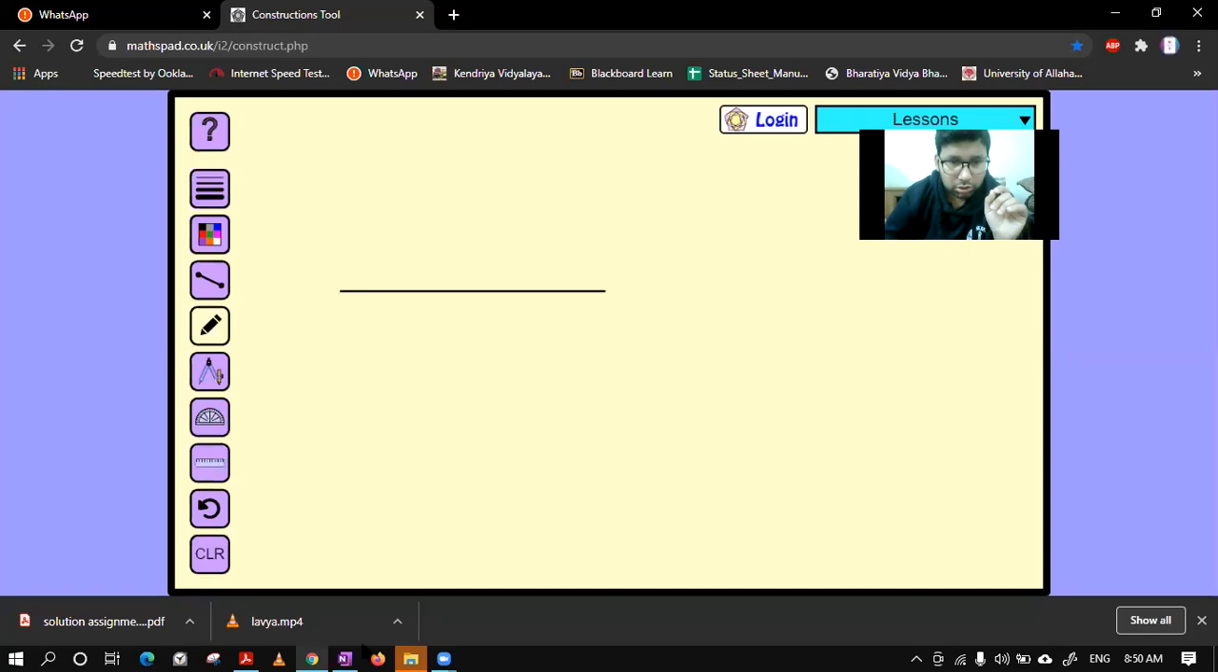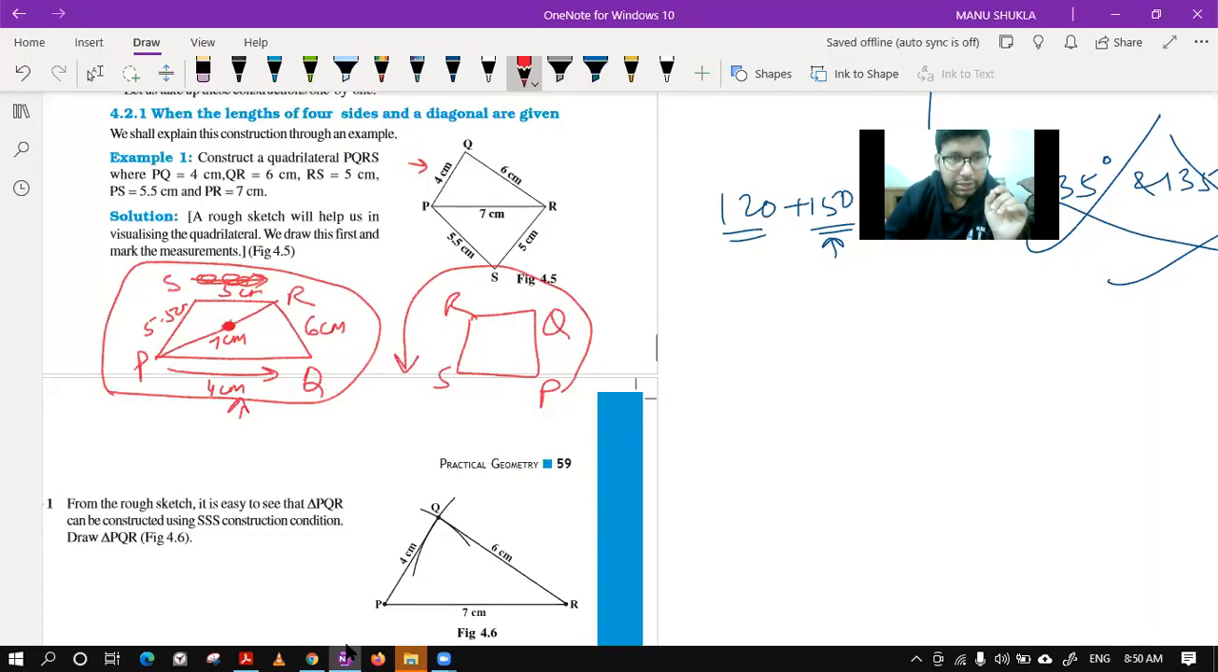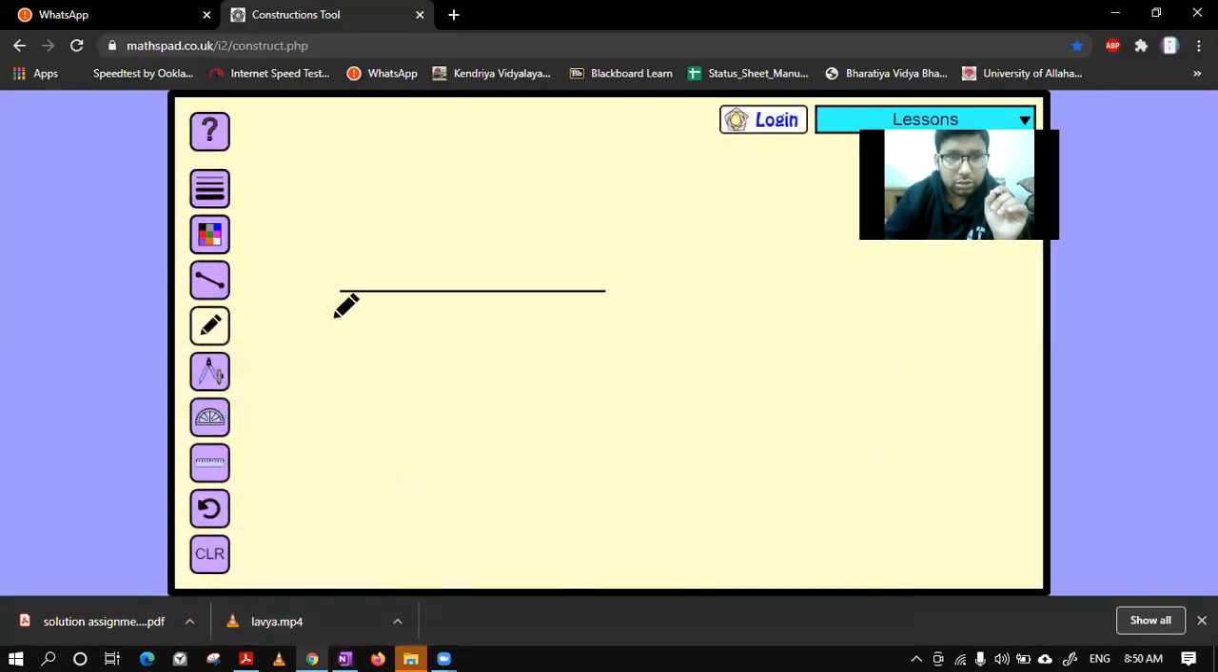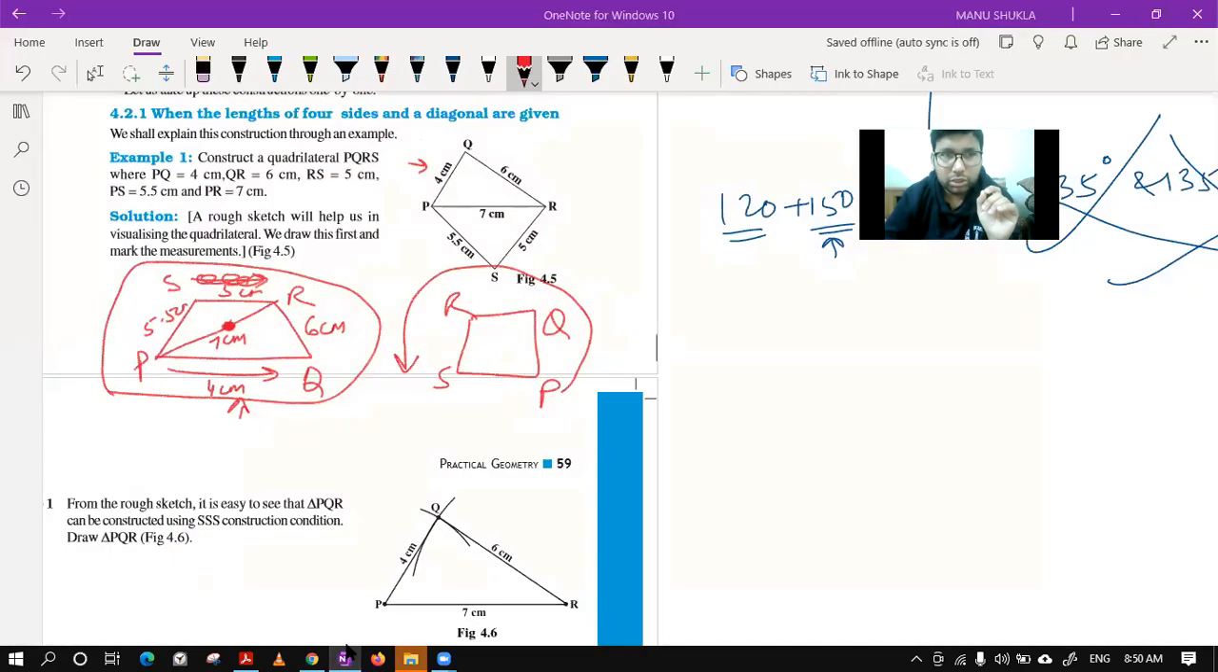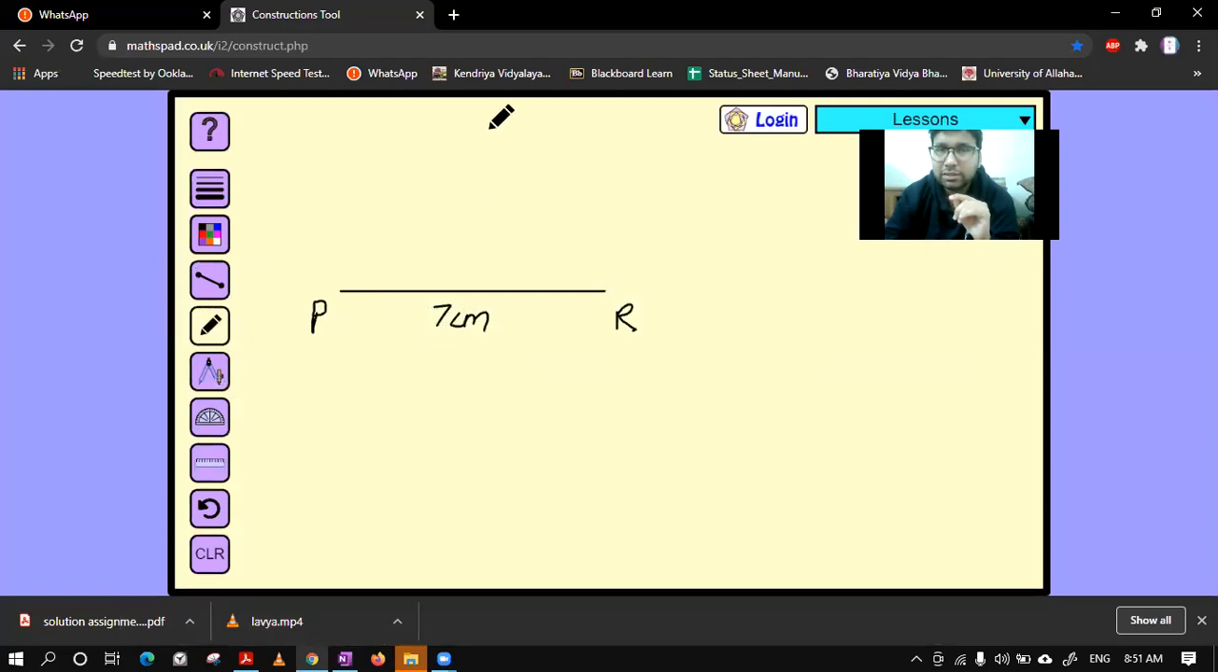Let us call the name as it is. It is PR. So, P and R. The first step is draw PR equal to 7 centimeter. After that, again see the diagram that you have drawn. After drawing PR, you can see this S is coming on the top side. So we will try to find our S vertex in this above area.